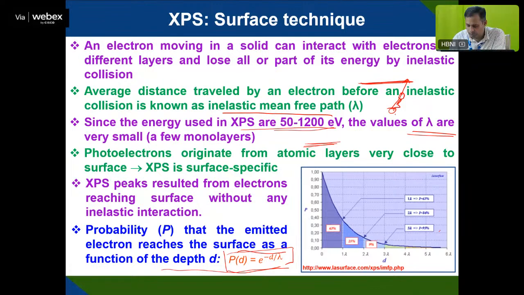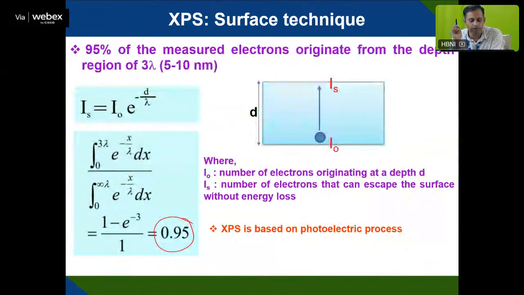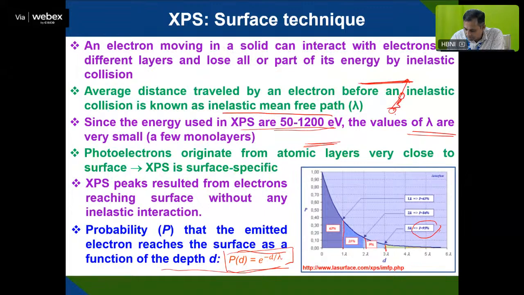d is here the depth. So if you see here, this is 1 lambda, here it is 63%, this is 2 lambda, this is 3 lambda. So the probability of an electron coming out is about 99% at the order of 3 lambda. So there the electron is coming out. You can see here that you are getting 95% at the order of 3 lambda. So 95% of the measured electrons originate from a region of depth 3 lambda. So the electrons that are originating from this area, the 3 lambda zone, that is the main contribution, from the 3 lambda depth.